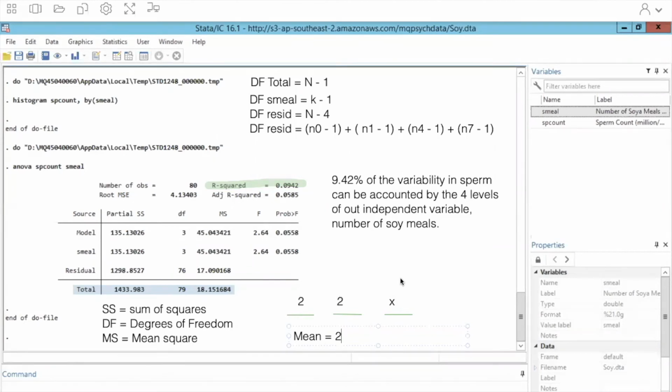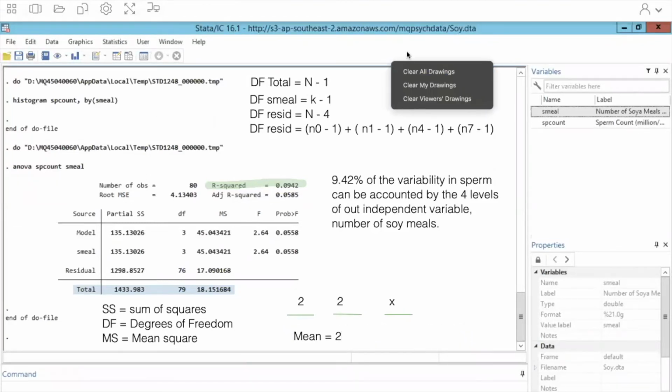Okay, so because we know here that these two values are 2 and we have a mean of 2, this value, this x, has to be 2. So again, just to reiterate, degrees of freedom is simply the number of values in our range that are free to be whatever they want to be, but that last value is fixed based on the behavior of the rest of our values. Right? So that's simply what degrees of freedom is telling us. It's the number of values that are free to vary.